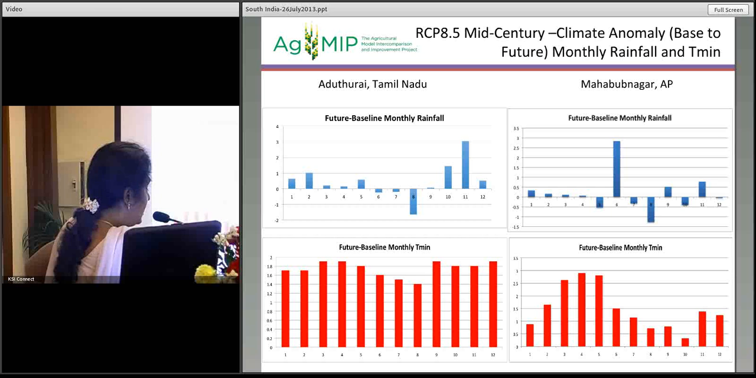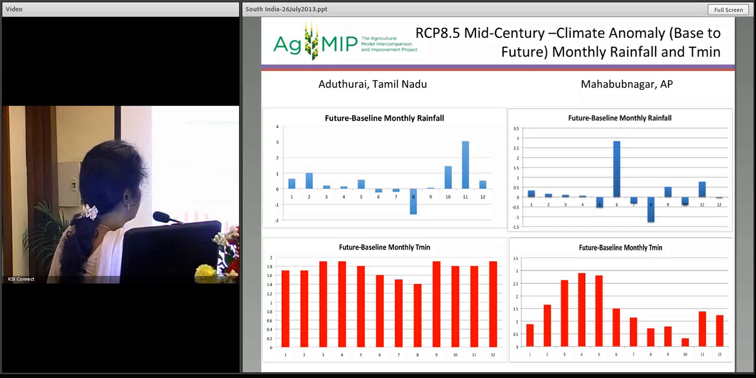This slide was mainly made for the economists to look into: what is happening to the anomaly as far as temperature and rainfall are concerned. This is for the Tamil Nadu region, the anomaly from baseline to future. We could see that as far as rainfall is concerned, in the southwest monsoon, months 6, 7, 8, 9, which are June, July, August and September, the rainfall is going to be lesser than the baseline.